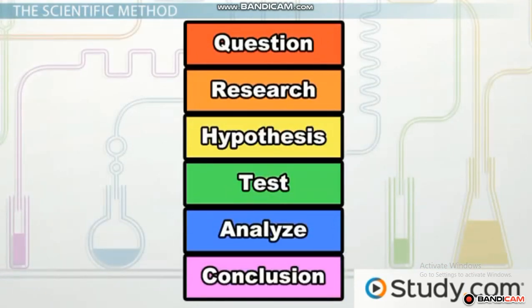The process begins with asking a question. The scientist would then conduct research and then propose a hypothesis, which is basically an educated guess answering the original question. Next, the scientist would test the hypothesis through experiments. After that, the scientist would analyze the results of the experiment and then form a conclusion. The conclusion might support the hypothesis, or it might show something entirely different.